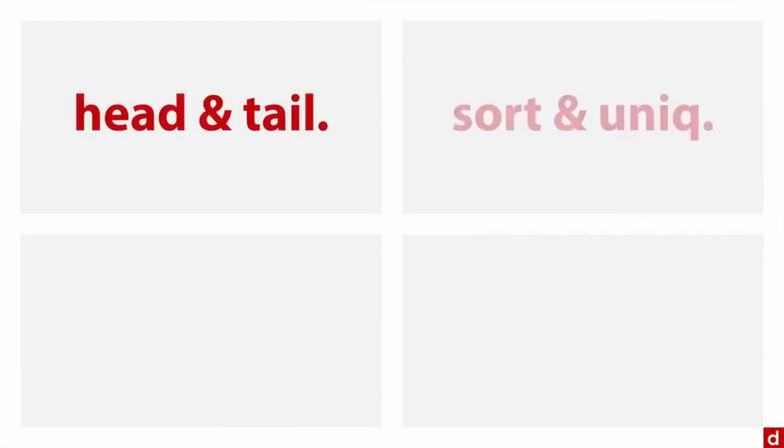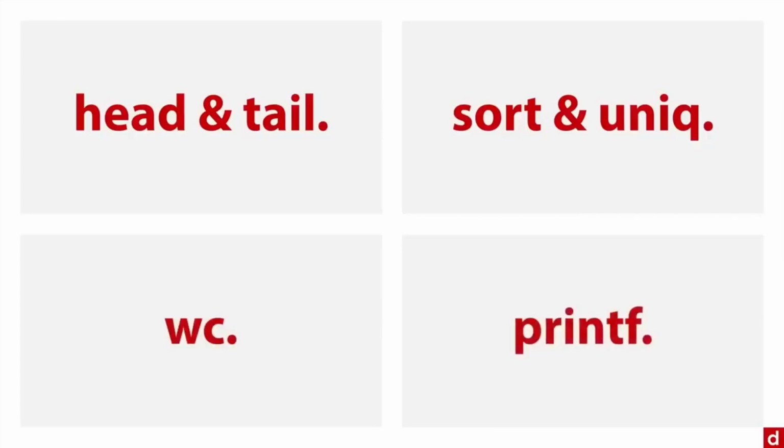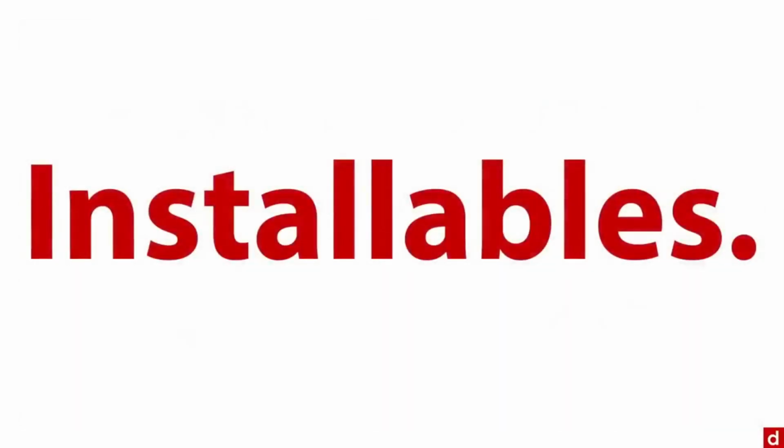A few more are head and tail that display the first or last 10 lines of a document. Sort and uniq, which sort and count the number of unique answers in a document. WC, which is for word count. And printf, which formats the output that you get in your console. And while you can get a huge amount of work done with just this small number of built-in utilities, there are also a wide range of installables or other command line utilities that you can add to Bash or to whatever program you're using.